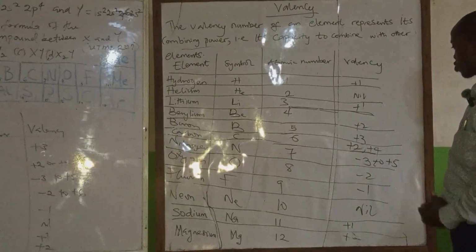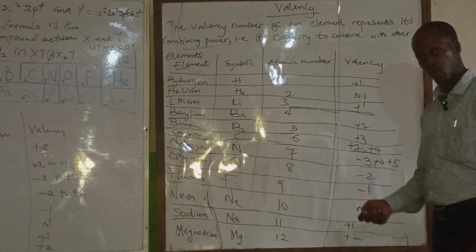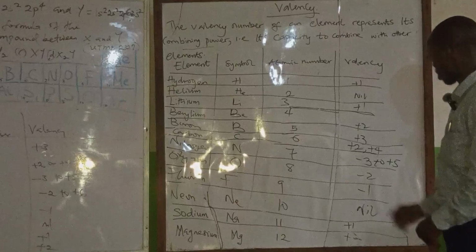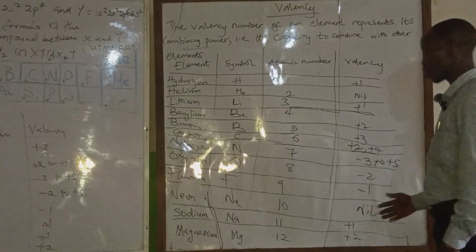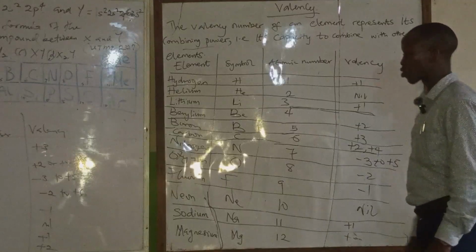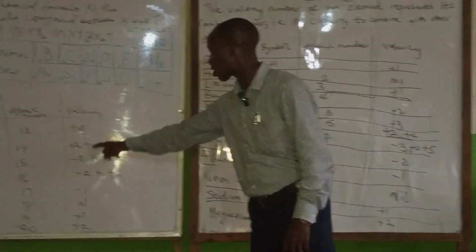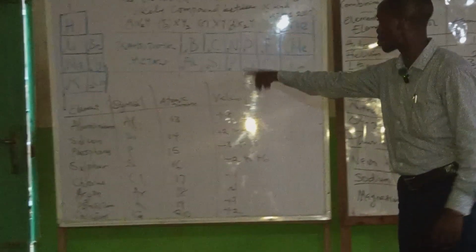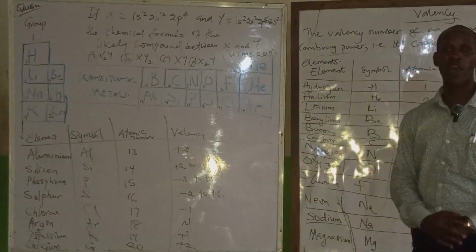But I want you to look at carbon. Carbon has either +2 or +4. I will tell you the reason later on. They are not stable, but carbon is more stable with +4. Nitrogen is -3 to +5. And then when you get to sulfur, which is in the same group as oxygen, it is from -2 to +6. And phosphorus, which is in the same group as nitrogen, is -3 to +5.